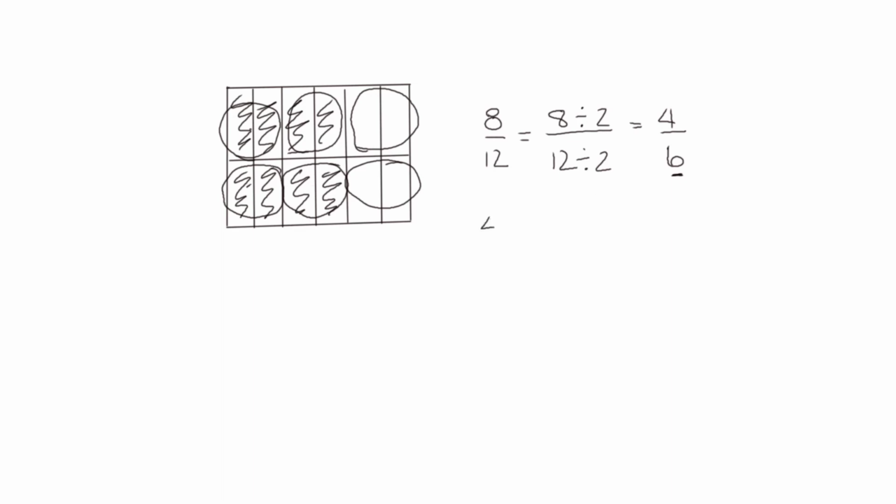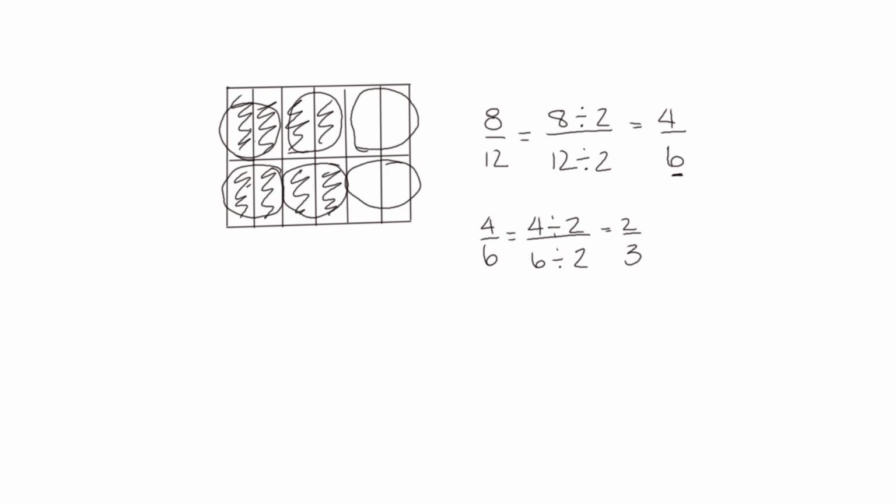But 4 and 6 are also even numbers. So that tells us we can divide again by 2. 4 divided by 2 is 2, and 6 divided by 2 is 3. So we're going to take these that we've done here and we're going to collapse them again.